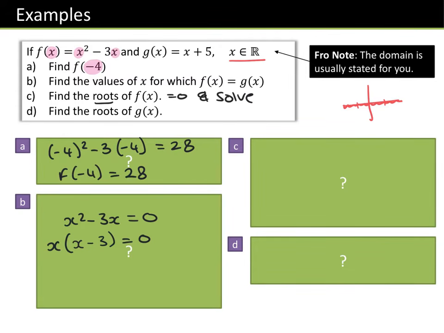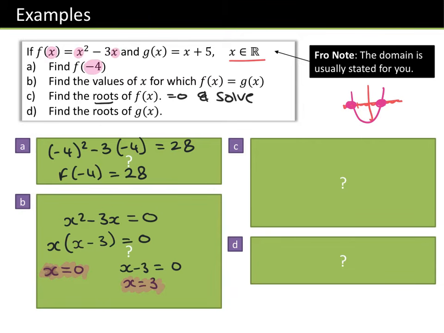So we're going to have two options. X equals 0, or the bracket, which is x minus 3 equals 0. If x minus 3 equals 0, that means that x has to equal 3. So, these are the roots. X equals 0 and x equals 3. Those are the roots of the equation. And the roots mean where it passes on the x-axis. Here we go. That is where the roots are.